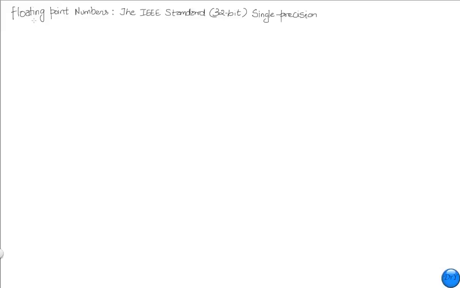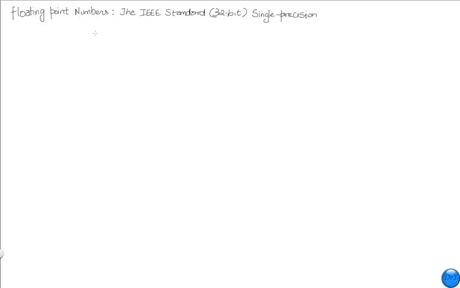Welcome back. This is a follow-up to the video that described floating point numbers, the basic concept behind floating point numbers. In this video, we will look at the IEEE standard, which describes floating point numbers in 32 bits, and this is referred to as single precision, to contrast with double precision, for very demanding scientific applications when you need a higher precision in the representation of your floating point number.